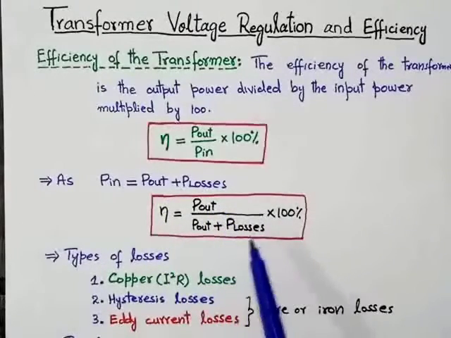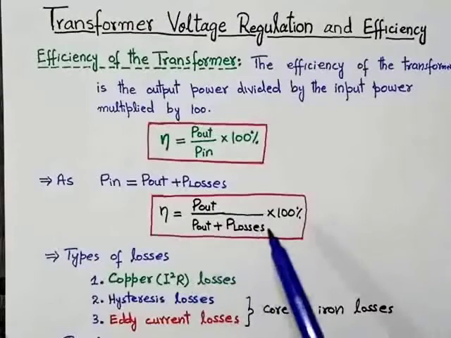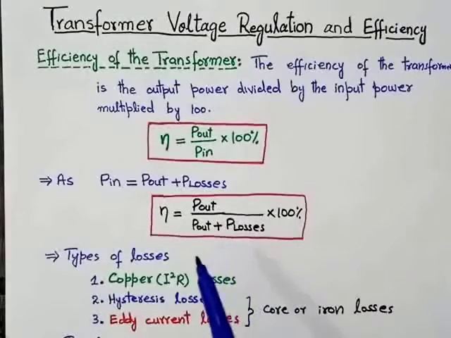So as we know, in case of transformer, there are three types of the losses. The first one is the copper losses, the second one is hysteresis losses, and the third one is eddy current losses. The combination of eddy current and hysteresis losses is called the core or iron losses. The losses I square R is called the copper losses.